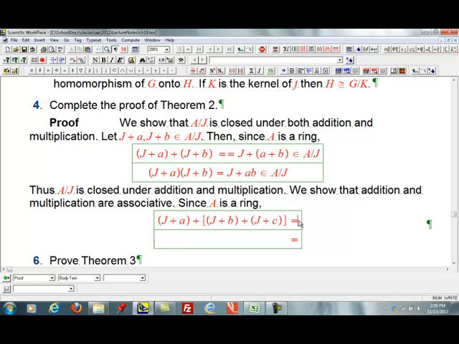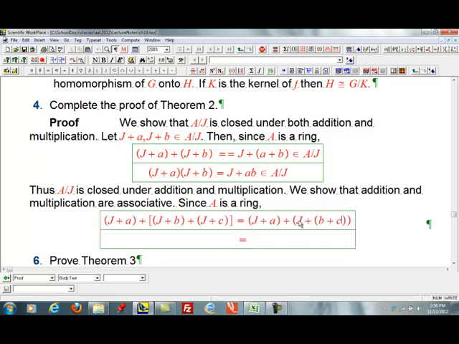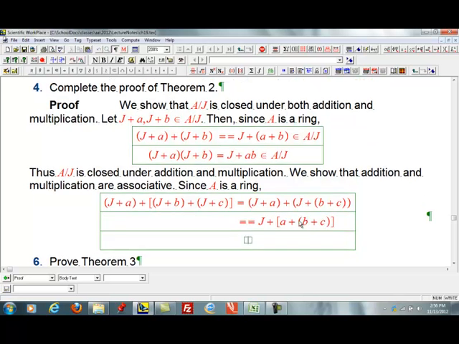J plus a, and then J plus (b plus c). Let's group these together, b plus c. Now, what is that equal to? J plus a, plus (b plus c), and I'm going to keep those last two grouped together. Now we can associate those together. We don't need two equal signs. Do that before.